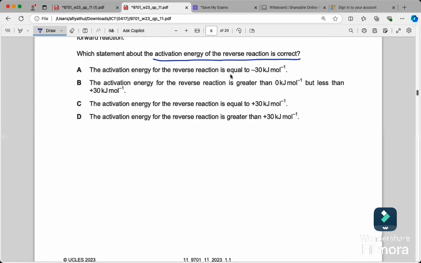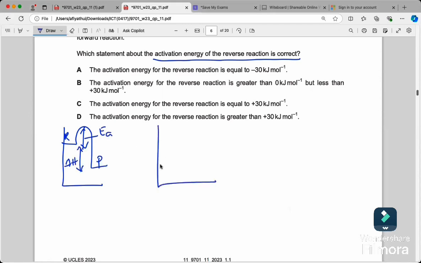Okay, so how to solve this? Let's draw the exothermic and endothermic energy profile diagrams. If the product is here and the reactant is here, this part is your activation energy, right? So this is my activation energy, and this is my delta H. And over here, this is the product and reactant. This is my exothermic, and this is my endothermic reaction. And this whole thing is going to be your activation energy, and this is the delta H.